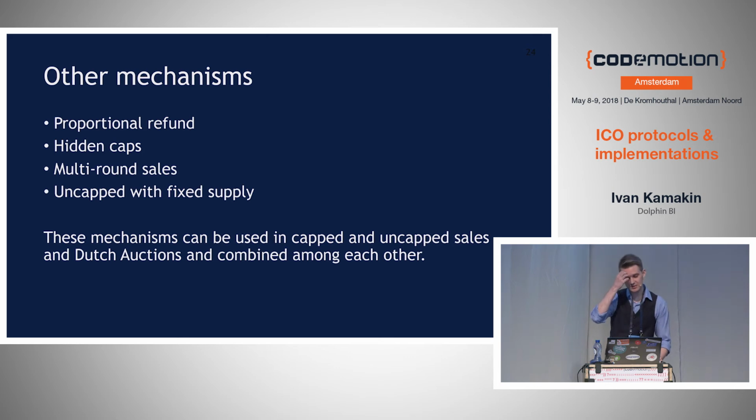So let's now discuss the lesser mechanisms. They are not separate token sale models, but they can be mixed and matched with different models to produce some interesting results. So I will introduce them shortly and then discuss each of them in detail. The first one is proportional refund. It's a capped sale, but instead of stopping the crowd sale at reaching the cap, you continue to accept contributions, and after the sale, divide the supply among the investors proportionally to their contributions, while at the same time refunding the over-contributed amount.